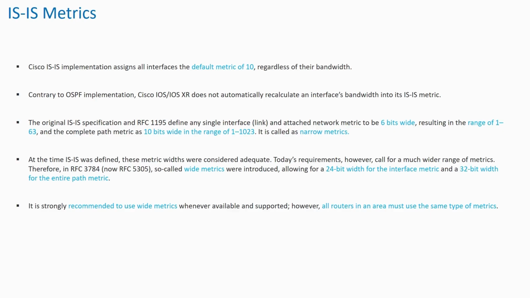At the time ISIS was defined, these metric sizes were considered adequate. Today's requirements, however, call for a much wider range of metrics. Therefore, in RFC 3784, now RFC 5305, so-called wide metrics were introduced, allowing for a 24-bit width for the interface metric and a 32-bit width for the entire path metric. It is strongly recommended to use wide metrics whenever available and supported. However, all routers in an area must use the same type of metrics.